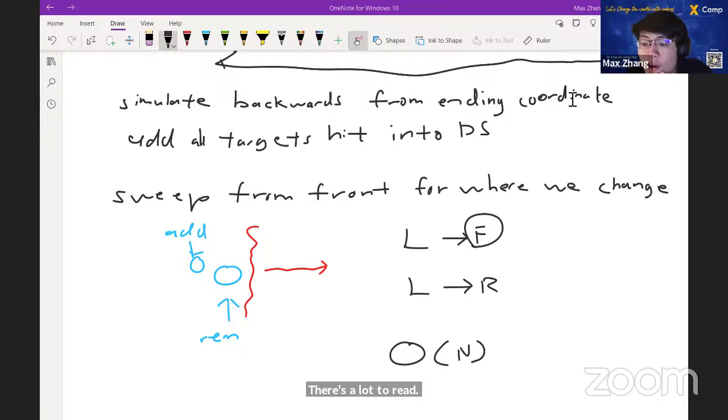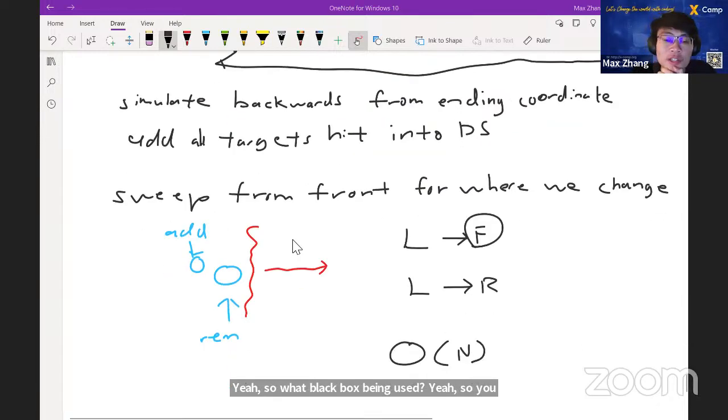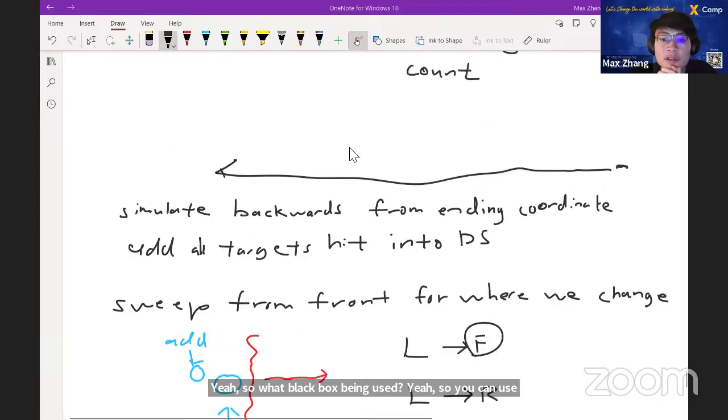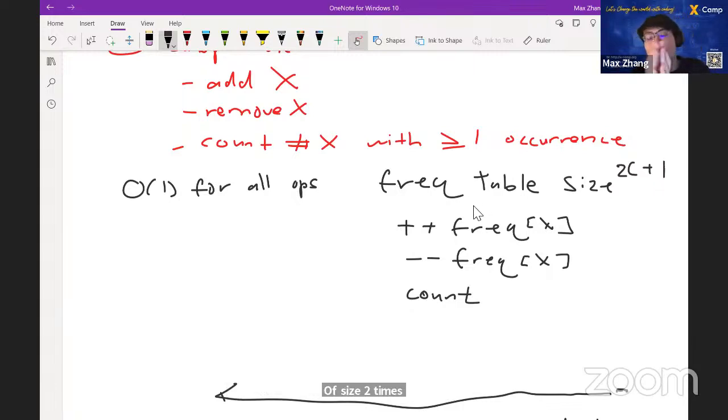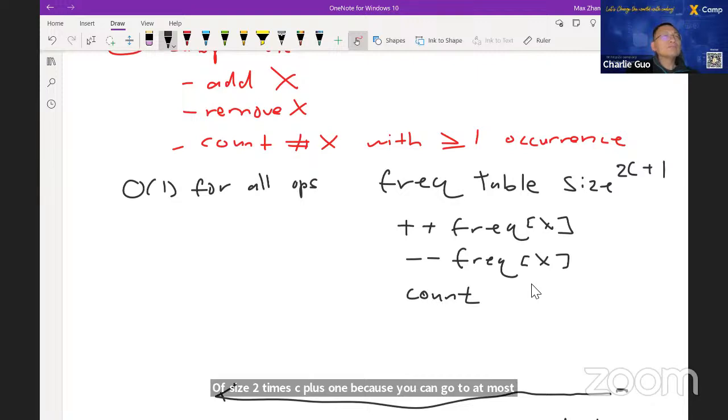So what black box is being used? You can use a map, that's fine. Or you can just use a giant array. The frequency table can just be a giant array of size 2 times c plus 1, because you can go to at most negative c or positive c. So it can just be a giant array.